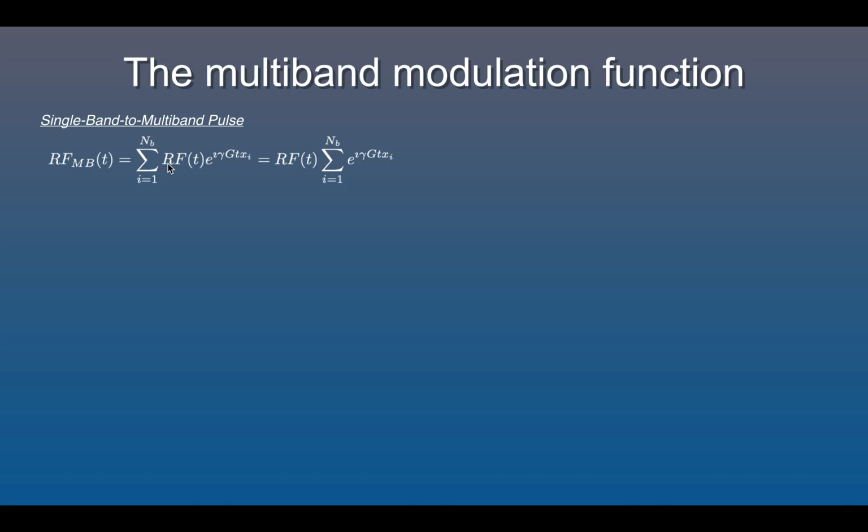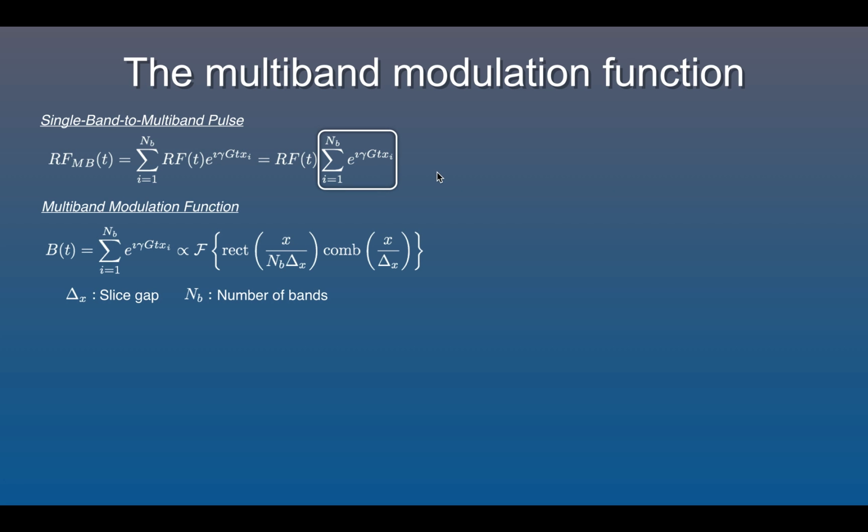Now, since we have the same single slice pulse for every band, we can pull that out on the left-hand side here, and what's left over is the sum of complex exponentials. And this is the multiband modulation function.